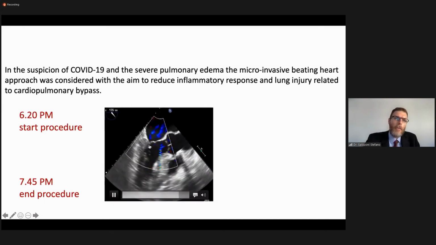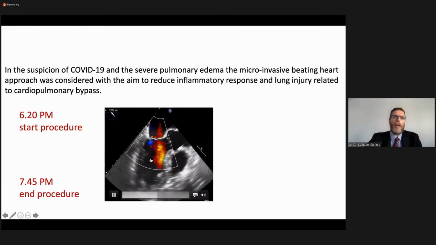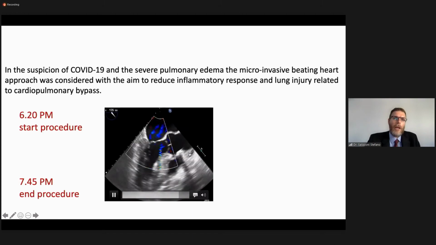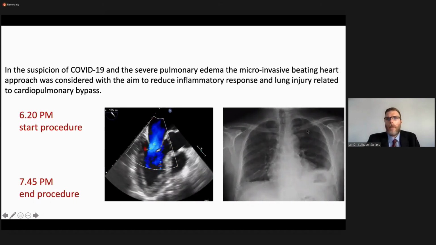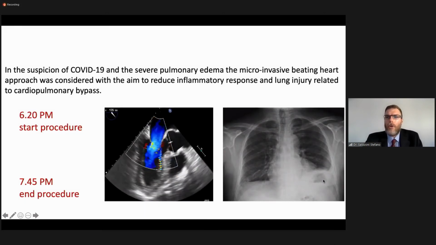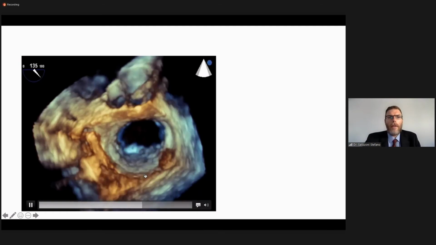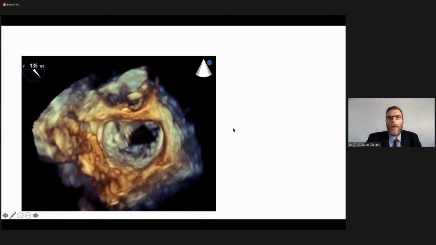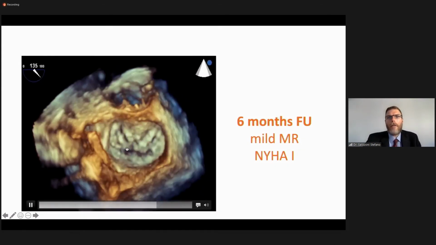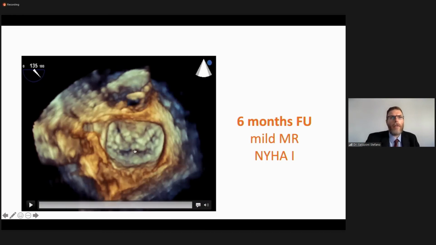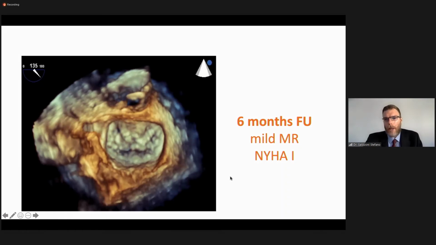You can see the posterior leaflet. This is totally stable, and we have a really nice coaptation with the anterior leaflet. This was his chest X-ray, a little bit of effusion here, but this is related to the procedure. And this is the result at the 6 months follow-up. Again, we asked the patient to do a transesophageal echo because he was very happy.